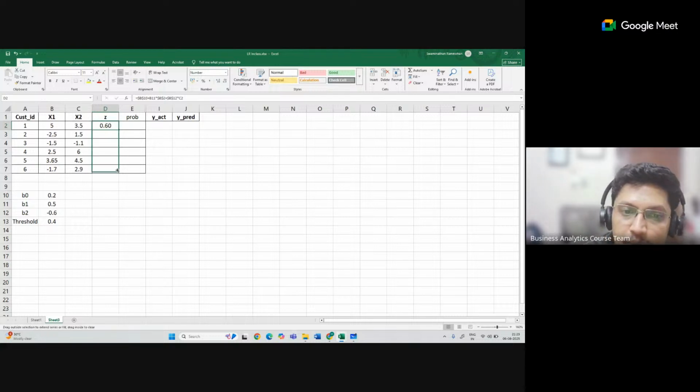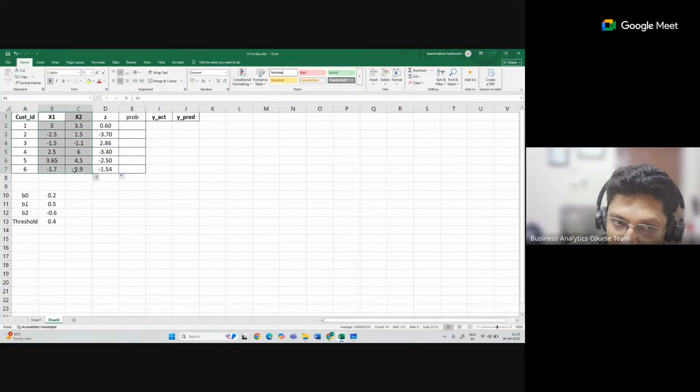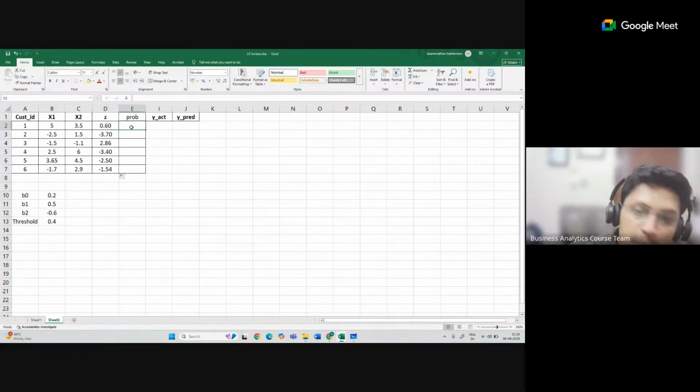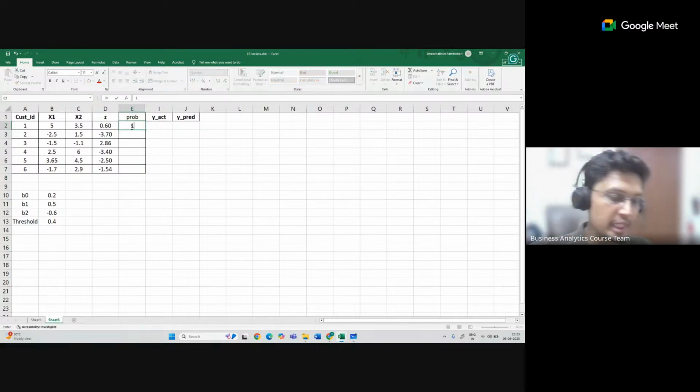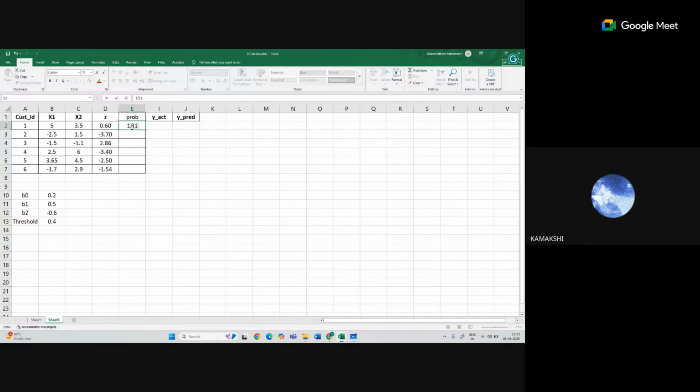You can compute Z for all 6 observations. Ignore the customer ID because it is unique for each customer and will not come into model building. Assume this is your test set. You had a training data set, and from it you computed beta naught, beta 1, and beta 2. With these, you first compute Z. And how will you compute probabilities? 1 upon 1 plus e to the power minus z.